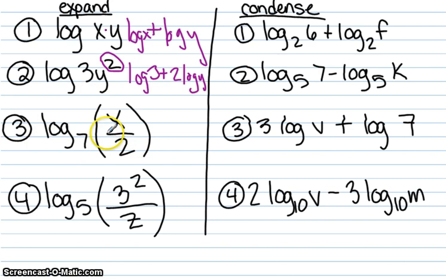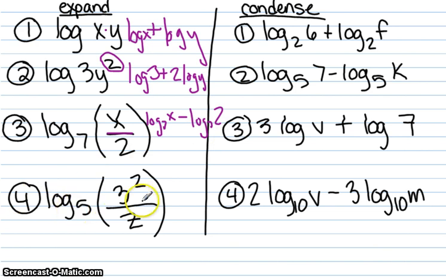Number 3, we do have this little fraction bar going on. So that is going to tell us we are going to need to go through and do pretty much the same thing as number 1, just put a minus sign instead. So I'm looking for a log base 7 of x, because that's the first one, minus, because we have the division bar, our log base 7 of 2.